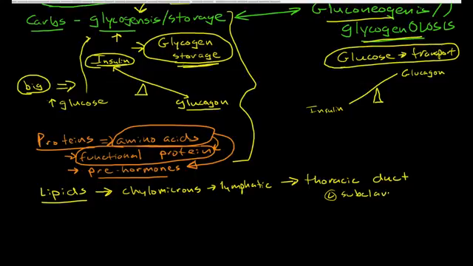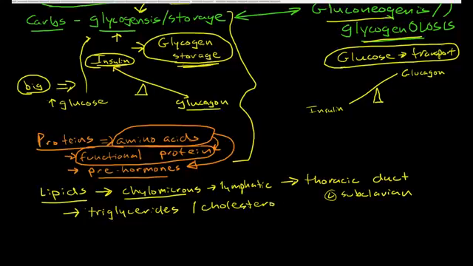So that's how they get into the circulation, and then they make their way to the liver via the bloodstream. Once they get to the liver, processes can take these chylomicrons and break them down and make them into triglycerides and cholesterols.